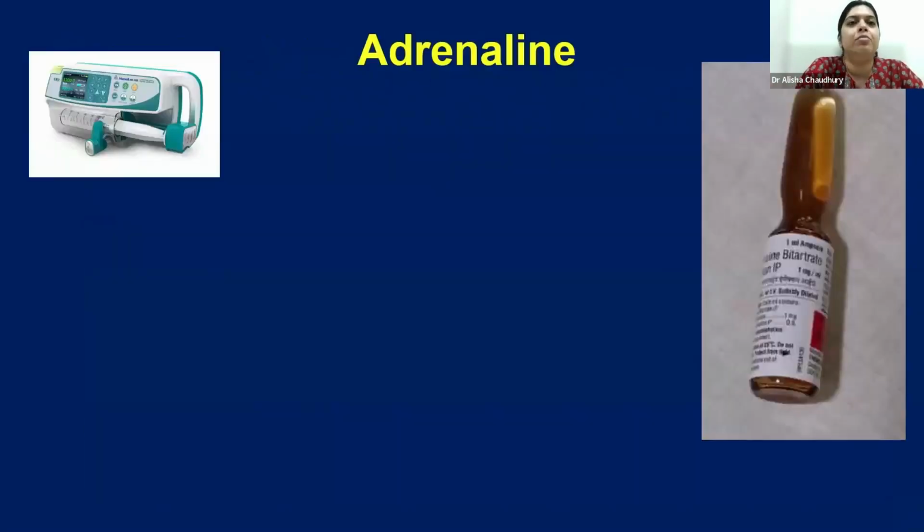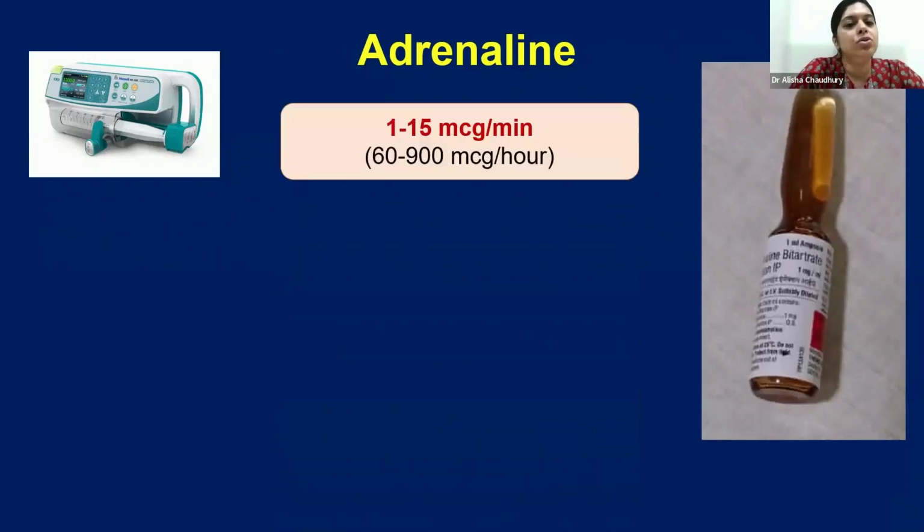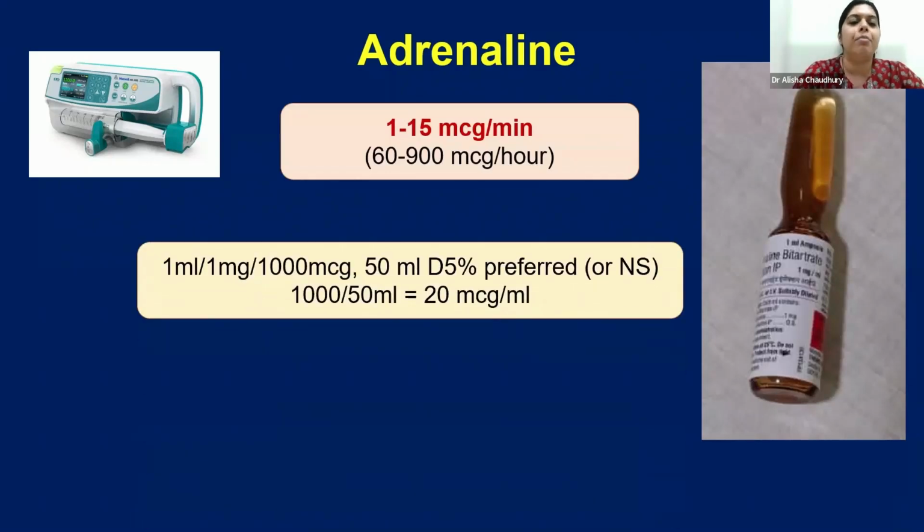Next, adrenaline, the most easily available, commonly available drug, and sometimes even for your cardiac arrest situations you prefer adrenaline. So the dose is going to be 1 to 15 mics per minute. Again, 60 to 900 mics per hour. Every ampule contains 1 ml, which is 1 mg. So that is 1000 microgram.